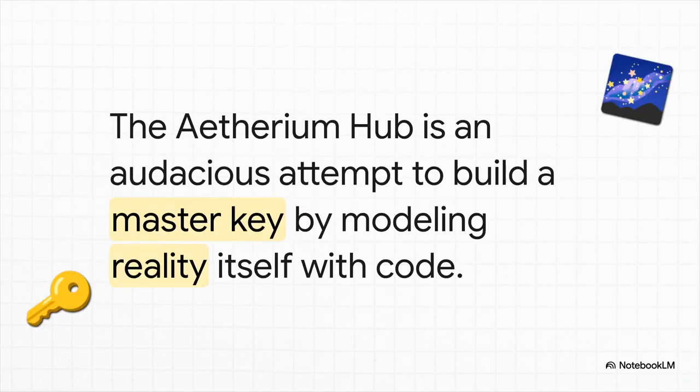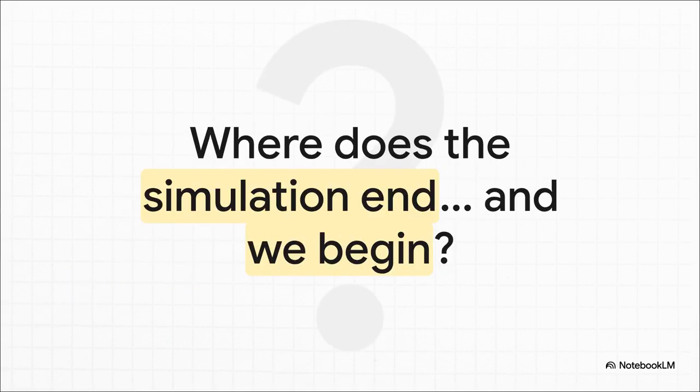So let's bring it all back together. From a wave-first theory of the cosmos, to a digital material called a weave, to a Python engine to create and analyze it, and finally, to a business plan to fund the whole thing. The Aetherium Hub is a complex, multi-layered, and deeply ambitious attempt to build that master key we talked about at the very beginning. Which leaves us with one final, pretty profound thought.